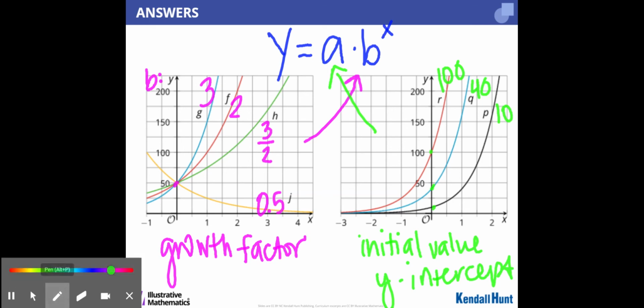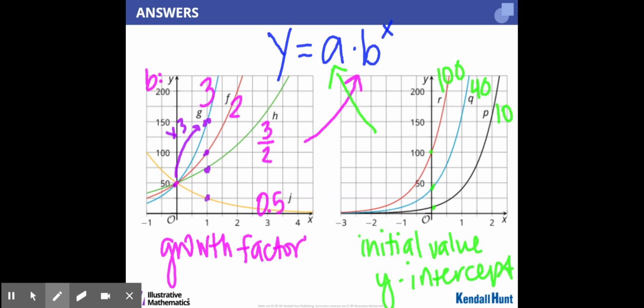Another thing I forgot to point out when I was talking about the growth factor is that if we go 1 year later, 50 times 3 is 150, 50 times 2 is 100, 50 times 3 halves is 75, and 50 times 0.5 is 25. So we're getting these values. It's helpful to look 1 year out. You should be able to actually identify what the growth factor is then.